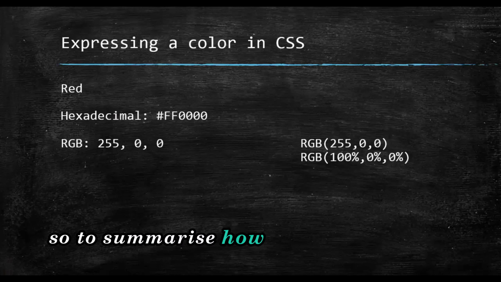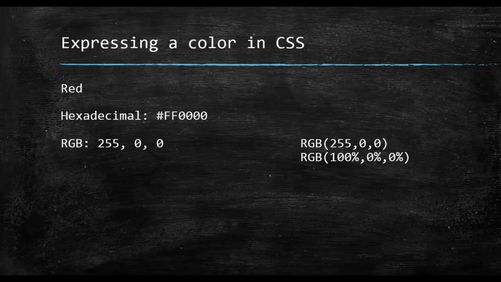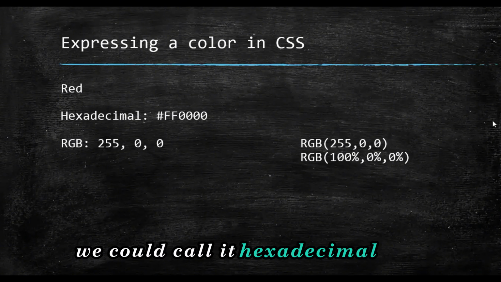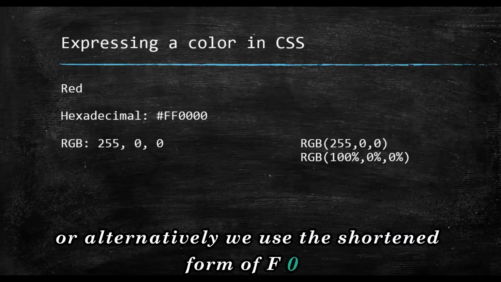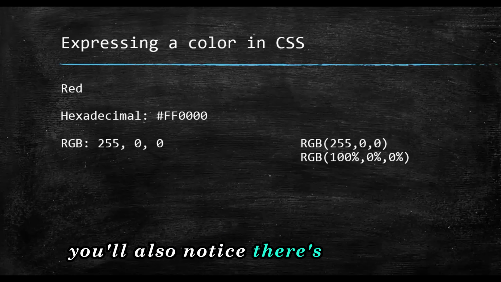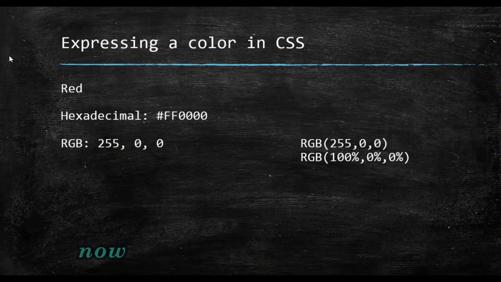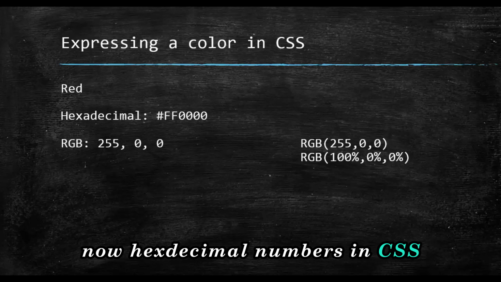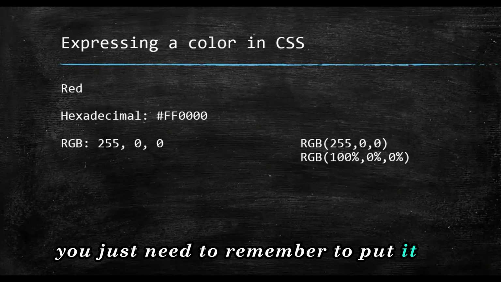So to summarize how we might express red in CSS, we could call it red. We could call it hexadecimal FF0000. Or alternatively, we could use the shortened form of F00. You'll also notice there's a hashtag in front of the letter F. Now, hexadecimal numbers in CSS need to have that hashtag in front, although some of the charts you'll find don't actually have that. You just need to remember to put it in.